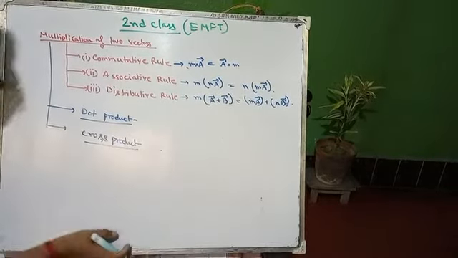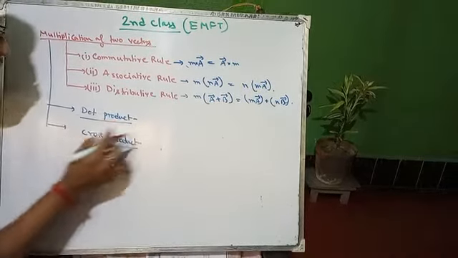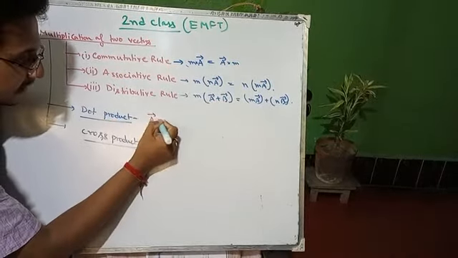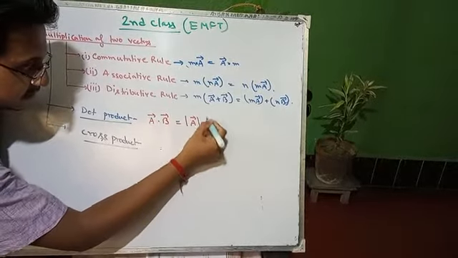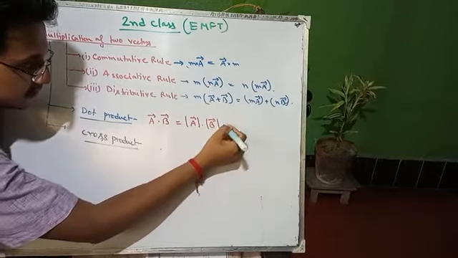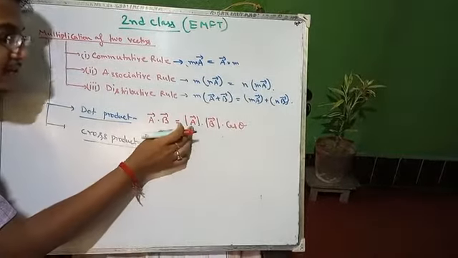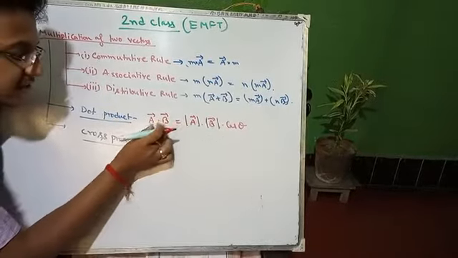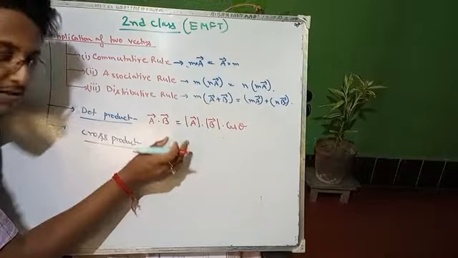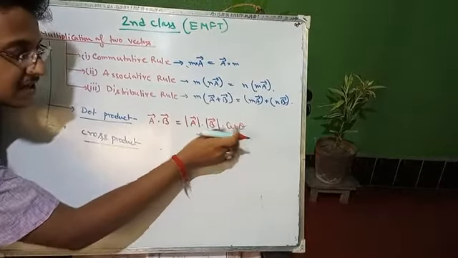Dot product means a dot b can be written as modulus of a vector into modulus of b vector into cos theta. Last day I discussed what is the modulus of a vector. That means the magnitude only. So a vector and b vector have some magnitudes. Just multiply the magnitudes and multiply the cos theta in between them.